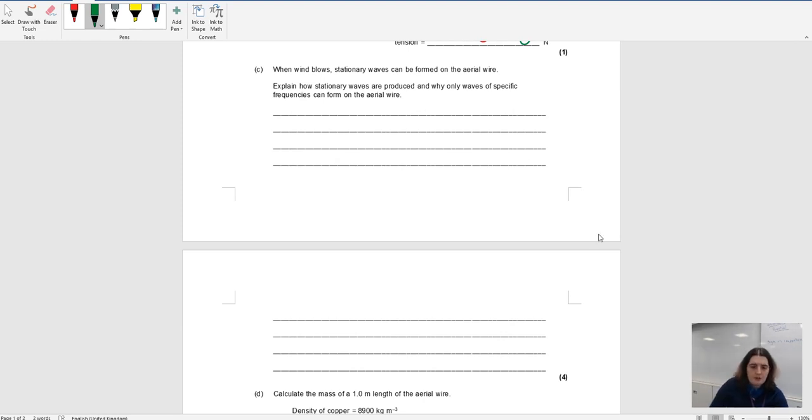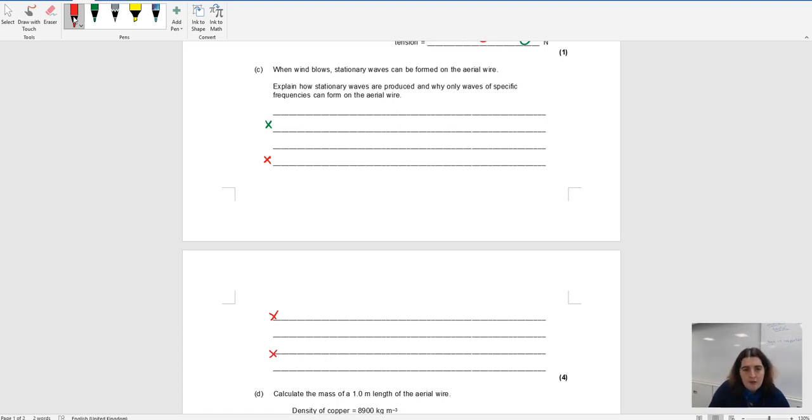So let's go through this. There are 4 marks, so you're going to be saying 4 things. Explain how stationary waves are produced. Clearly you're going to be saying quite a bit about why they're produced, and why only specific frequencies can form. That last thing is probably only worth 1 mark.